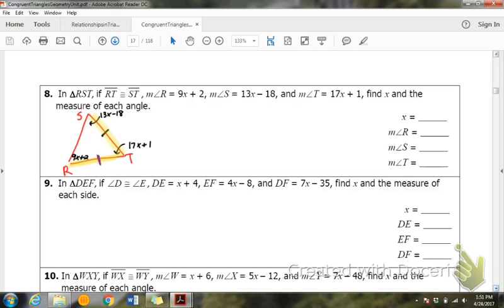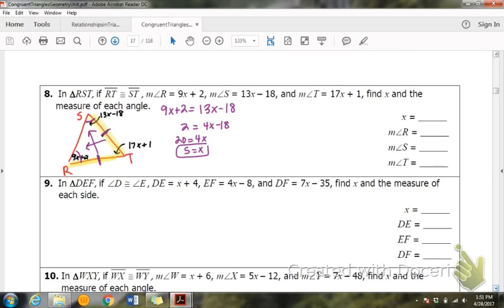Because if you look at these two sides are congruent and you draw arrows across from them, that means R and S are the same. So if R and S are the same, I'm going to set them equal to each other. So I have 9x plus 2 has to equal 13x minus 18, because I know that those two angles are congruent to each other. So if we subtract, we get 4x minus 18 equals 2. 4x equals 20. And x is 5.